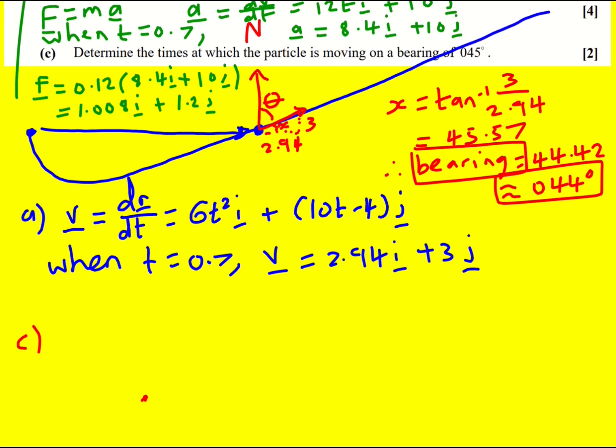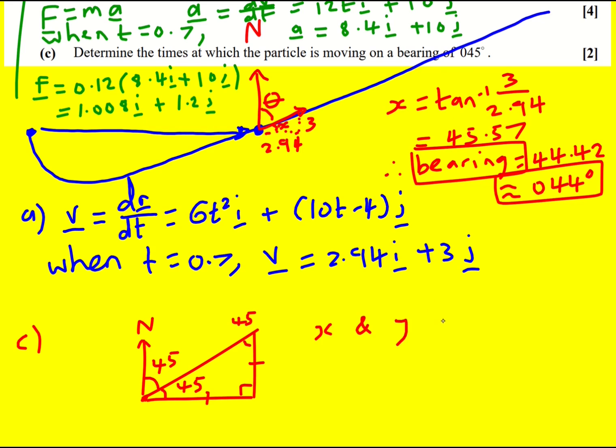So here's my particle. I'm going to put north in again. And we want it to momentarily be going in this direction with a 45-degree angle here. What that means is if I draw the vector out, then this is also 45 degrees. Remember, this is 90, which means this is 45 degrees, and we have constructed, it might not look like it, but it's not drawn to scale, it's an isosceles triangle. And that means the x and y components of the velocity will be equal.